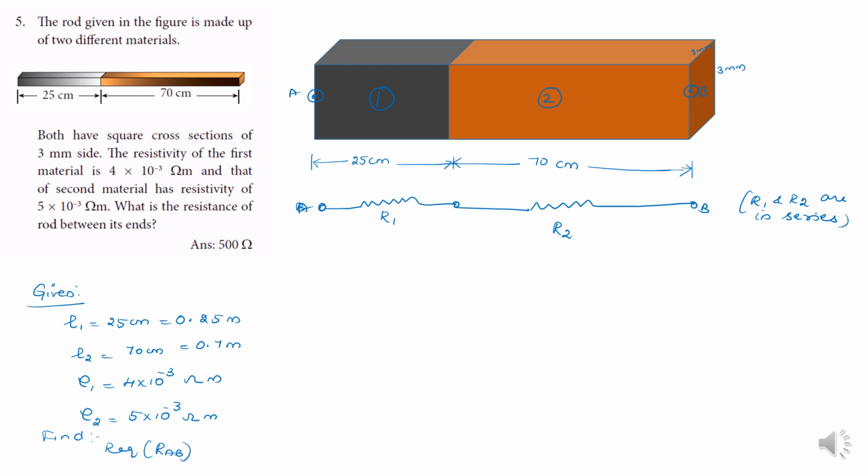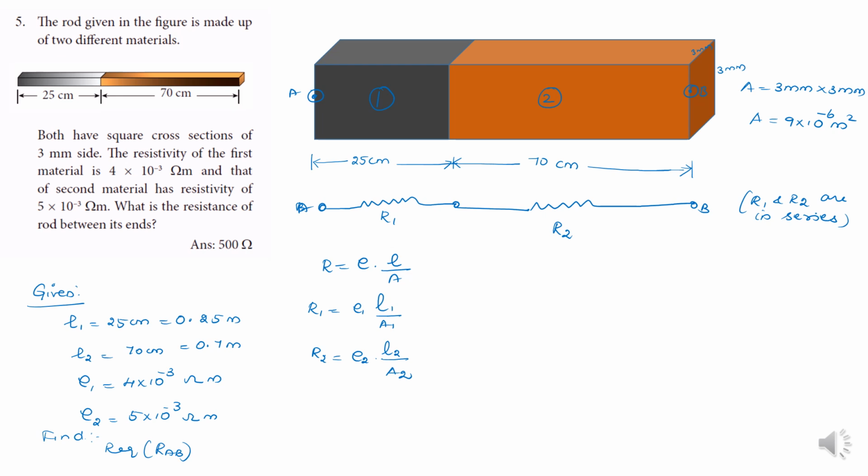So what is the formula first for resistance? R is equal to, in terms of rho, A and L, rho L by A. So R1 is equal to rho 1 L1 by A1. R2 is equal to rho 2 L2 by A2. What is the area? Area is equal to 3 mm by 3 mm. In meters, A is equal to 9 into 10 power minus 6 meter square.